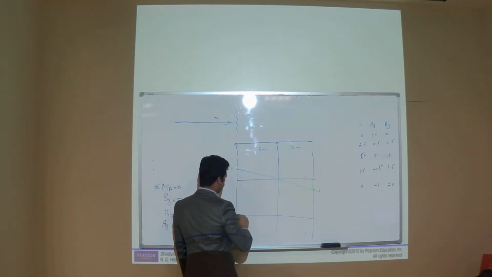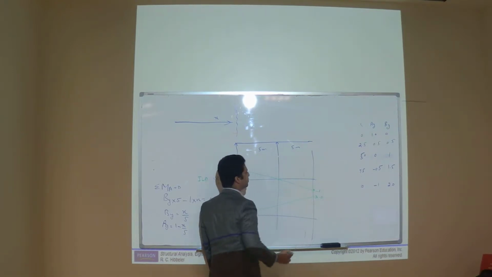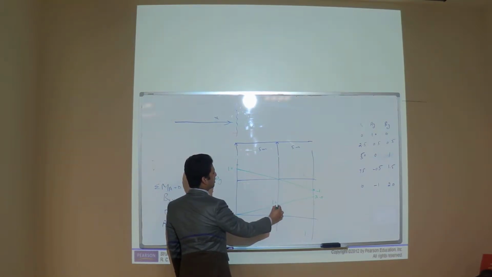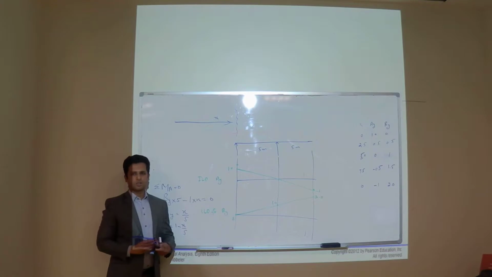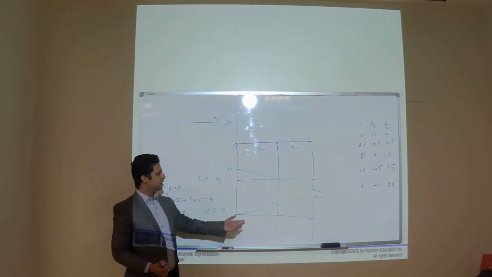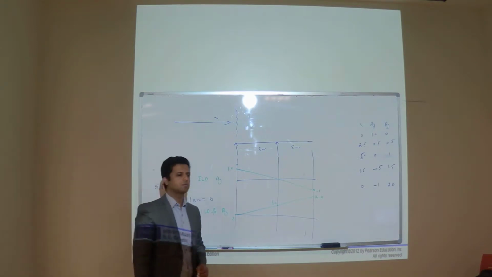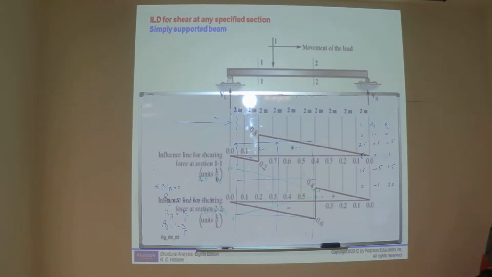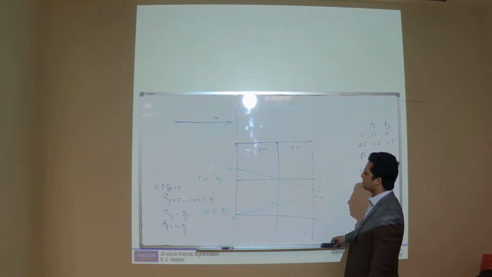And what about BY? Opposite. Increase, 2 and 1 and 0. So it means it is not always the same. It depends upon the location of the support. Where is the support? Okay, this is for the shear force. So any question about the ILDs for reactions?